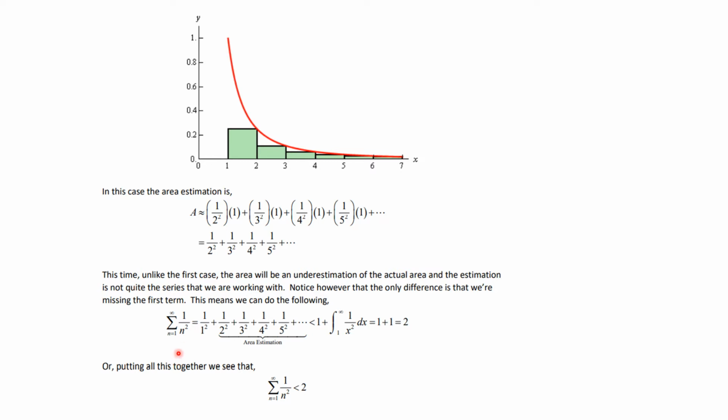And so what we know then is we can do the following. We can say, well, the summation of all the squares, which was approximately that, is an area estimation. But the area estimation is less than the value of the integral. So this is less than 1 plus the value of the integral, and that's actually twice the integral, so this is 2. So you see what we do is we get an inequality here. And putting this all together, we can see that the summation from n equal 1 to infinity of 1 over n squared has to be less than 2.